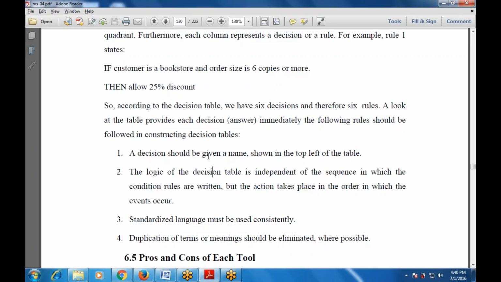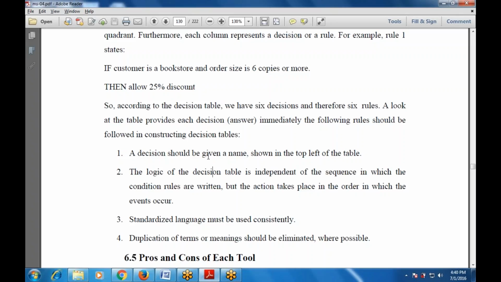The logic of the decision table is independent of the sequence in which the condition rules are written, but the actions take place in the order in which the event occurs. That means whatever conditions we write, on the basis of that the actions will be taken.